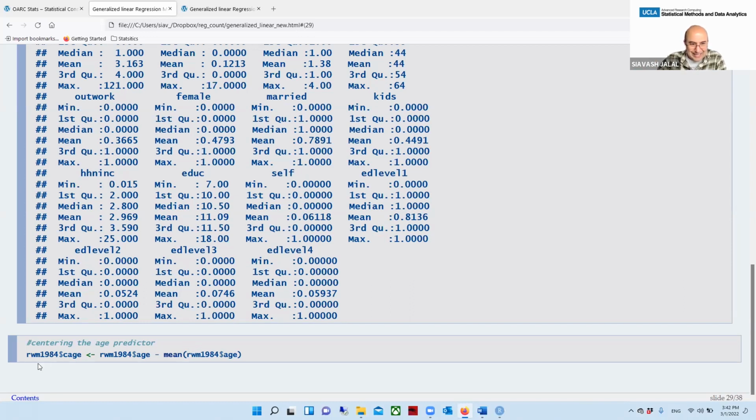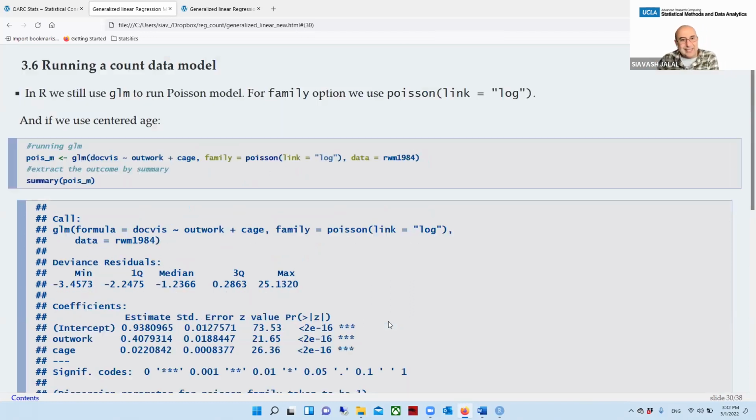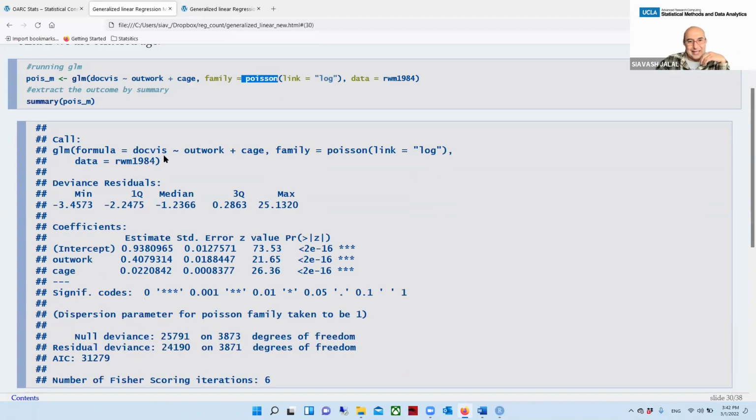So we can center that age first in the data and then run the regression using doctor visit, out of work, and centered age. And the family is Poisson. You see, this is the only part that changed, right? Again, we use that, but the link is log, not Logit, and the family is Poisson, right? Which we saw in the rainy, sunny accident data. We run this model, we get the summary, and there are a lot of things.